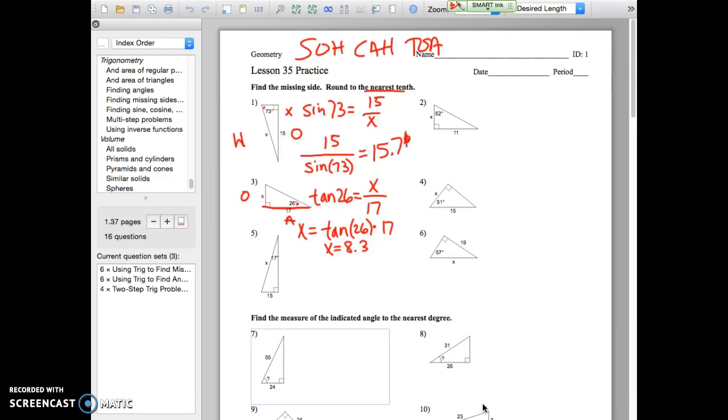Okay, so notice the difference. If x is in the numerator, you multiply these two. If x is in the denominator, you flip-flop and you divide these two. All right? I just wanted to show you that.